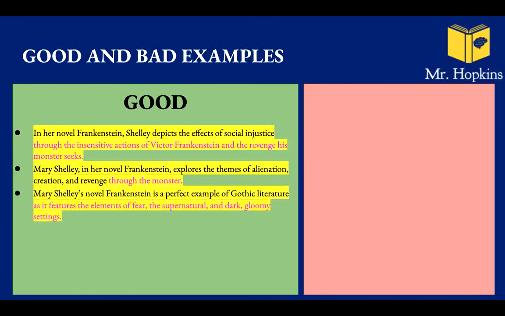The third example. Mary Shelley's novel Frankenstein is a perfect example of Gothic literature. That's what it is. Why? Well, that's because it features the elements of fear, the supernatural and the gloomy settings. It has the what, it's Gothic literature, and the why, elements of fear, supernatural and dark gloomy settings.